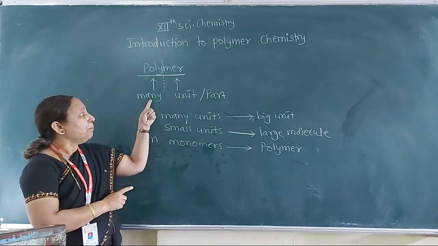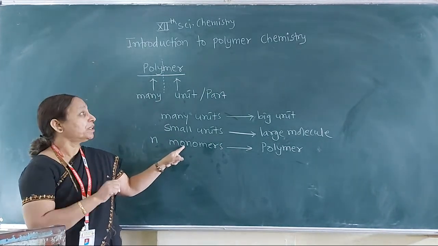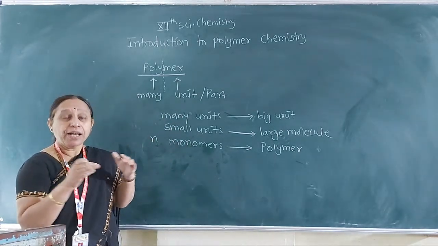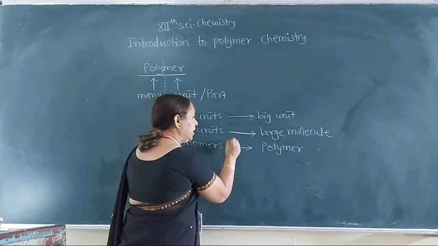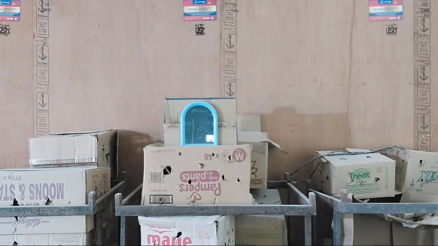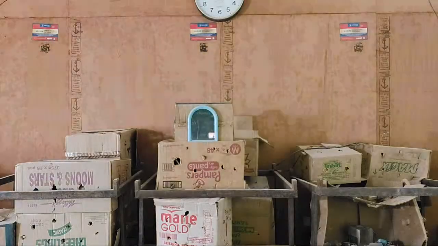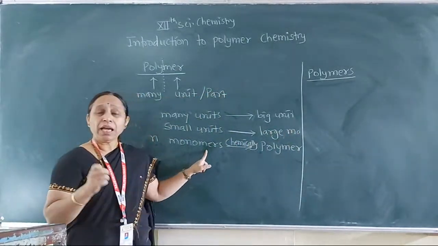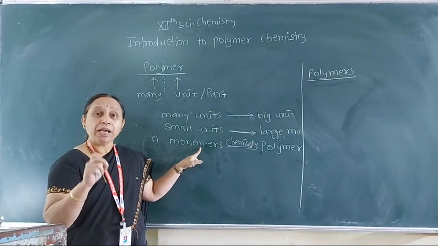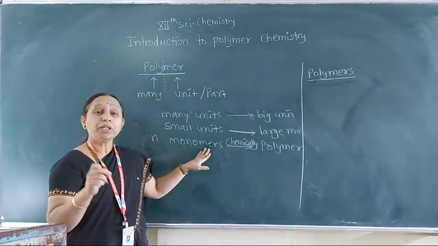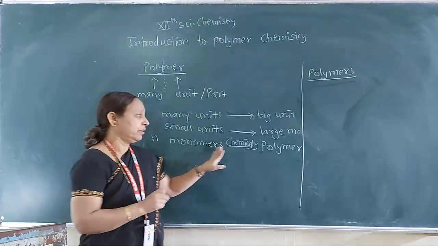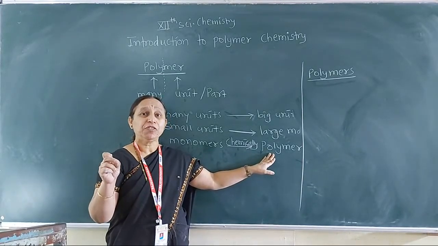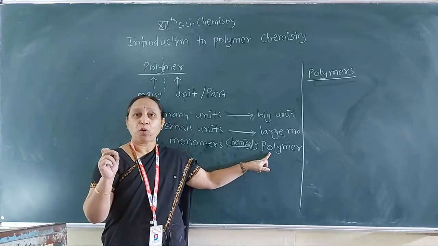And thus, many units of monomers come together, they are joined chemically. When n number, a large number, of monomer units are linked together chemically, then a bigger, larger molecule is formed, which is known as polymer.